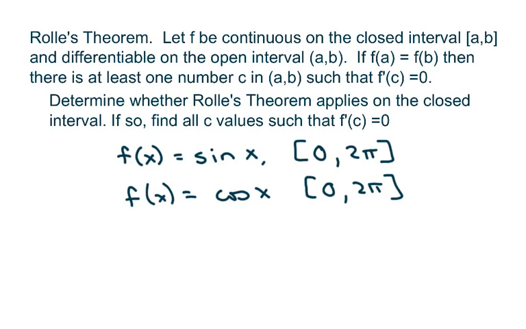Hi everyone, we're going to determine whether Rolle's theorem applies on the closed interval AB, and if so, find all the values of C such that the derivative of f at C equals 0. And there's your theorem, and this is part 4, so I'm not going to read that. So these are our two problems, our closed intervals.